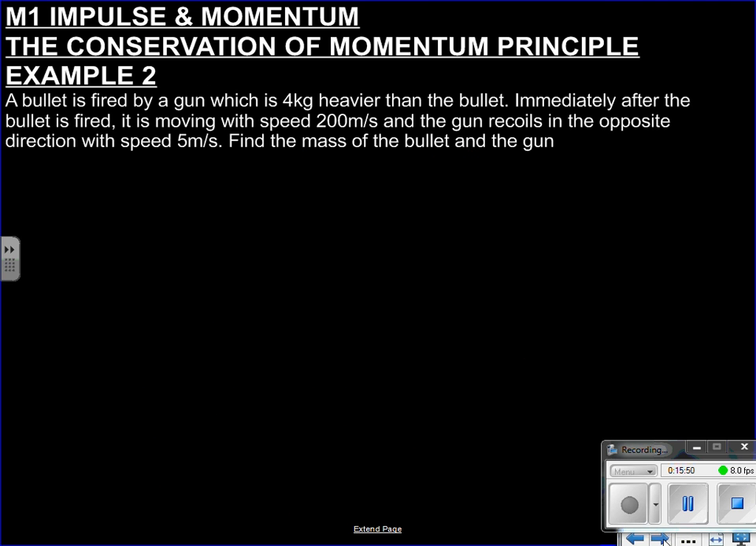A harder example now. So a bullet is fired by a gun, which is 4 kilograms heavier than the bullet. Immediately after the bullet is fired, it's moving with speed 200 meters per second, and the gun recoils in the opposite direction with speed 5 meters per second. Find the mass of the bullet and the gun.